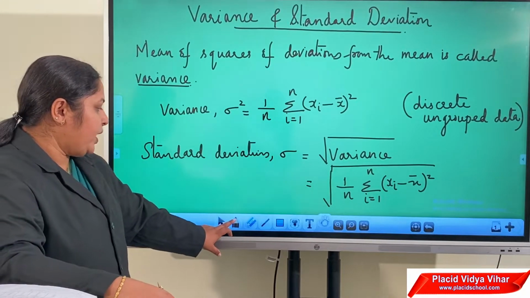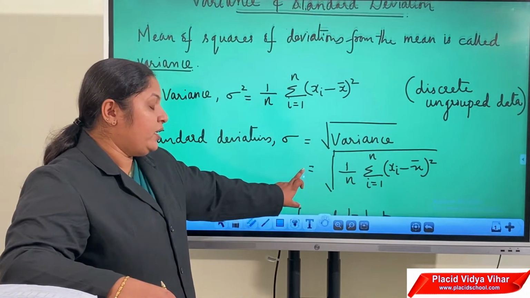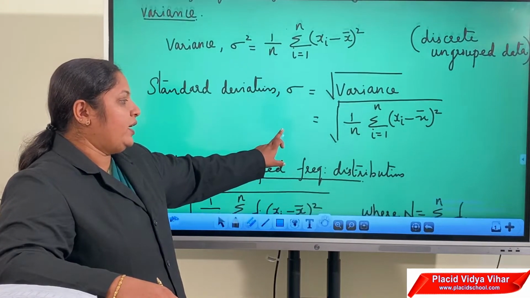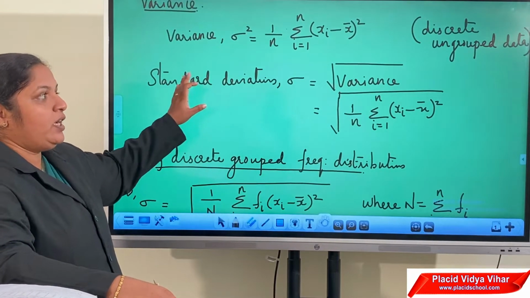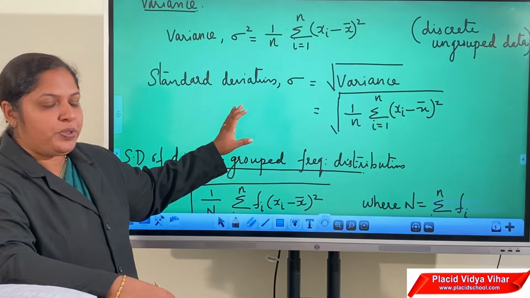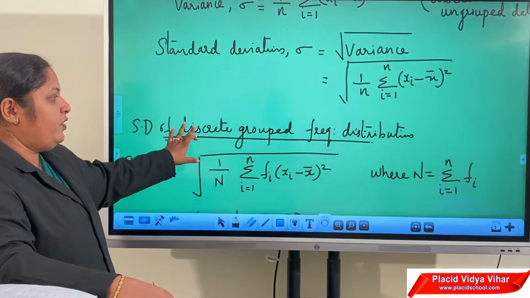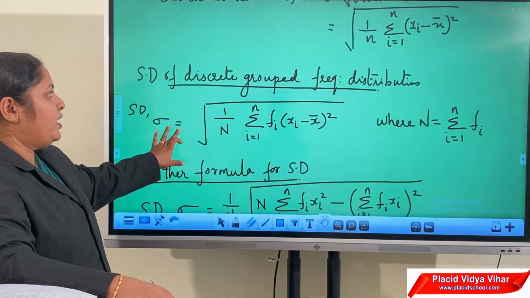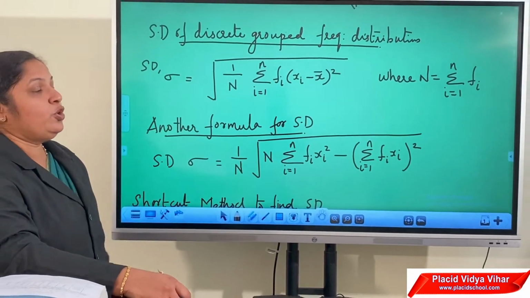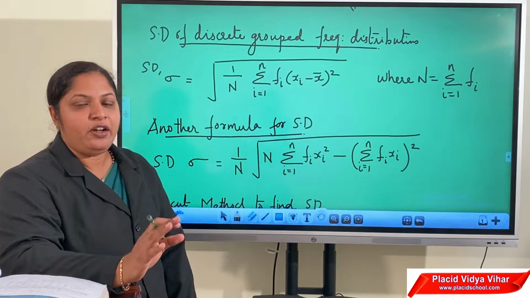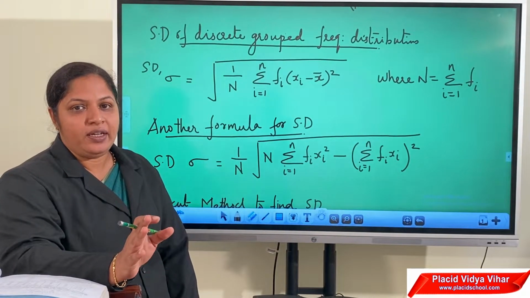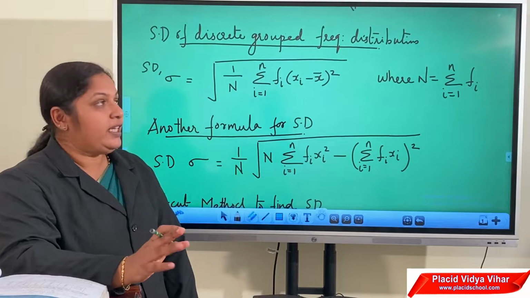There are other methods to find variance and standard deviation. The first we discussed is for discrete ungrouped data. Next we are going to discuss the discrete grouped frequency distribution, that means data with frequency given along with the data set.